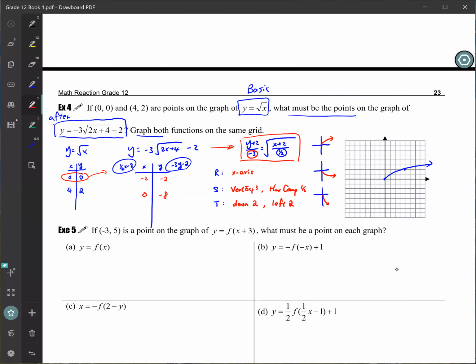-2, -2 will be here. 0, -8 will be down there. So you will not connect it this way, that will be wrong. Because of the comic, you know it has to go downwards. That's why you need to know how it changes. So that will be the final graph.